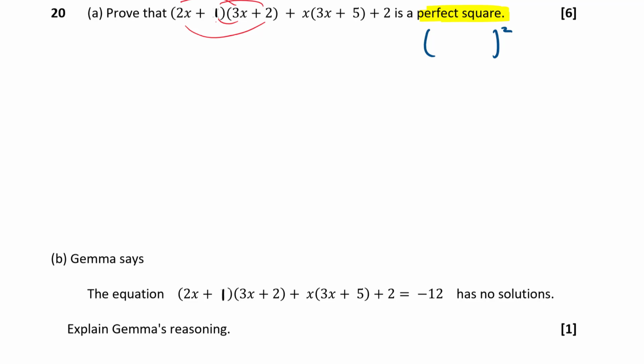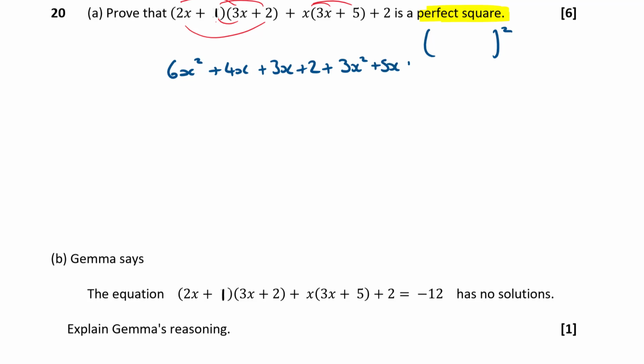Let's multiply that out. So I've got 2x times 3x, which gives me 6x squared. I've got 2x times 2, which gives me 4x. I've got 1 times 3x, which gives me 3x, and 1 times 2, which gives me 2. Okay, so that first bit gives me that. Then we've got a single bracket, haven't we, multiplying through by x. We're going to have to multiply both of those terms by x. That's going to give me plus 3x squared, and x times 5 is 5x.